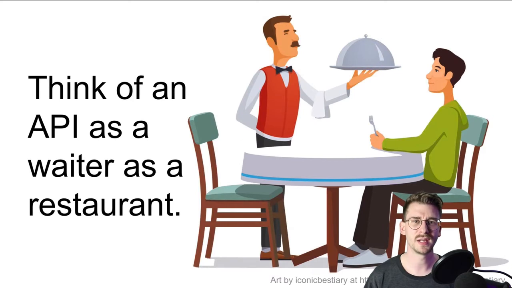So I'm going to be using an analogy. I'm going to be using the analogy of a restaurant, and you're going to have a waiter, and you're going to have a chef in your kitchen. So you're going to have three primary people in this scenario, and this is going to span the entire course. So it's good to be familiar with a restaurant analogy.